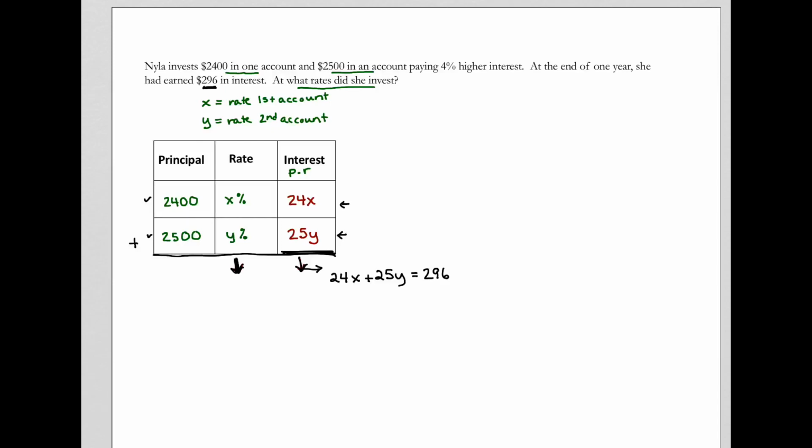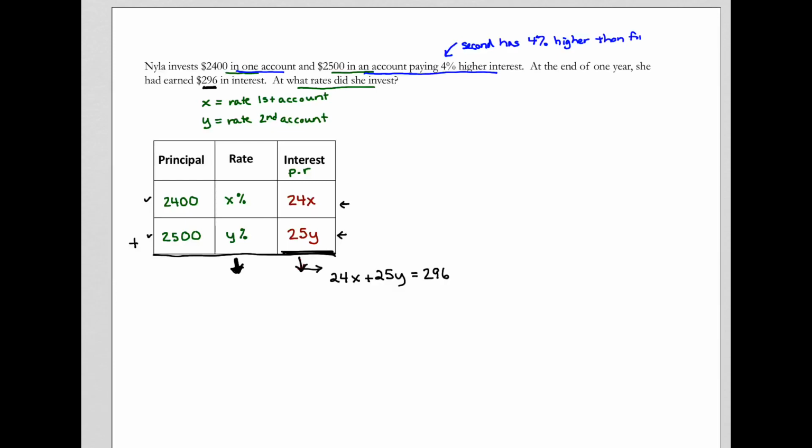What are we told about the interest rates? We are told that we have one account, but then we have a second account that pays 4% higher interest. What does that say? To me, that says that this account has 4% more than the first account. Let me write that down in words. So the second has 4% more interest, or operates at a rate that is 4% higher than the first.